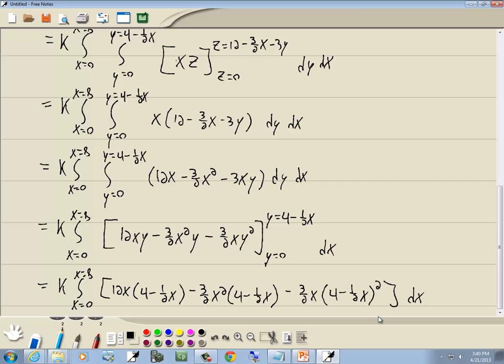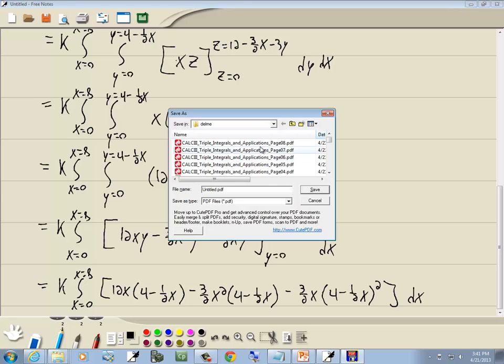So what is this? M sub yz is equal to k, then from x equals 0 to x equals 8 of 12x times 4 minus 1/2 x minus 3/2 x squared times 4 minus 1/2 x minus 3/2 x times 4 minus 1/2 x squared. Assuming I didn't make a math error up above, algebra or calculus. So let me save this, and we'll go to page 3 on this problem. And believe it or not, this is a simple problem.